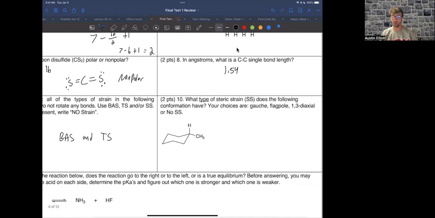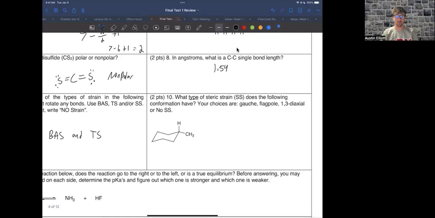Moving on to this next one. So this is a chair conformation, and we have that methyl group equatorial, and that H axial. Gauche strain is basically when you have two large groups together. And in this case, the hydrogen is not considered big enough to cause that type of strain. So there's none of that.